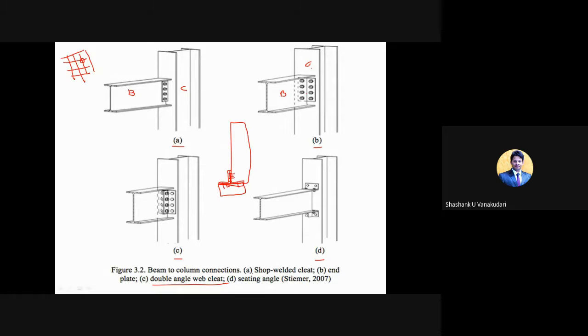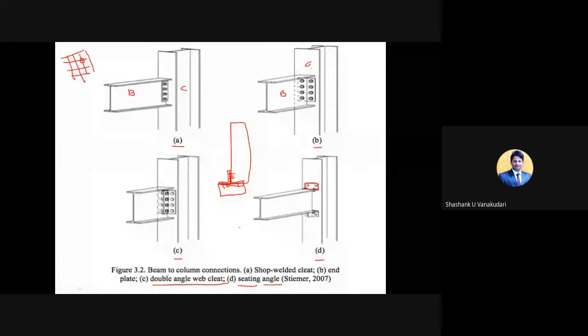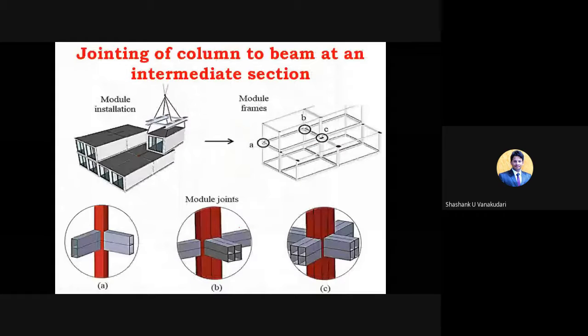And then this seated angle means on top of this beam connection we are going to provide it at this portion. The only thing is, when the load carrying capacity is too low, in that case we can go with this seating angle. Okay, and then here, the joining of column to beam at an intermediate section.